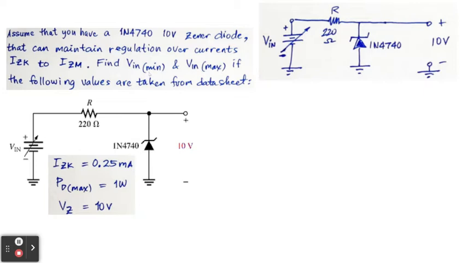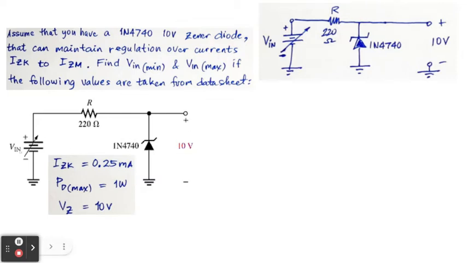So we will find the minimum V in and the maximum V in. That is the voltage necessary here in order to provide the 10 volts regulated voltage output. Again, if we give this V in minimum here, the voltage will be 10 volts. And if we give up to the maximum V in, it will still be 10 volts. That's the idea behind it.